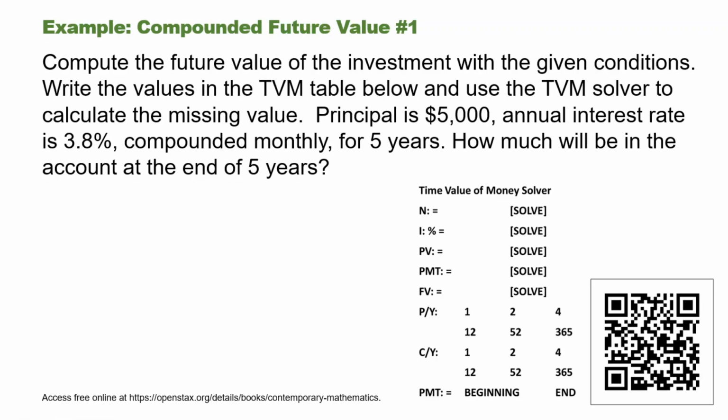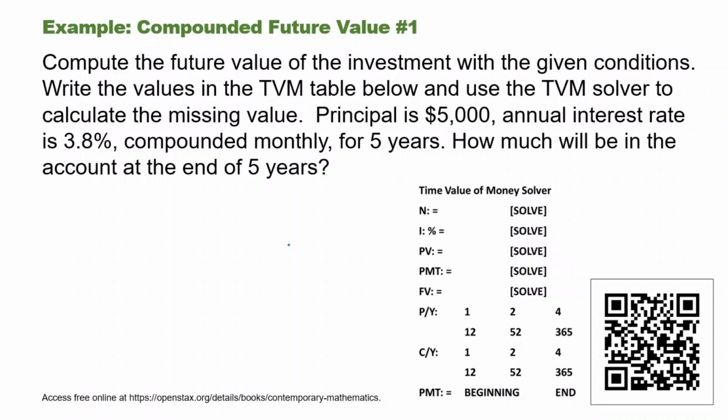Example, compounded future value number 1. Compute the future value of the investment with the given conditions. Write the values in the TVM table below and use the TVM solver to calculate the missing value. Principal is $5,000. Annual interest rate is 3.8%, compounded monthly, for 5 years. How much will be in the account at the end of 5 years?